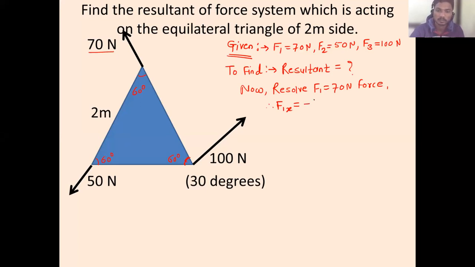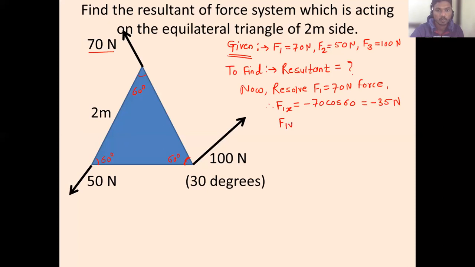Why is it minus? In the second quadrant, the x component is minus. Very good. Tell me how much it is. Minus 35. Very good.